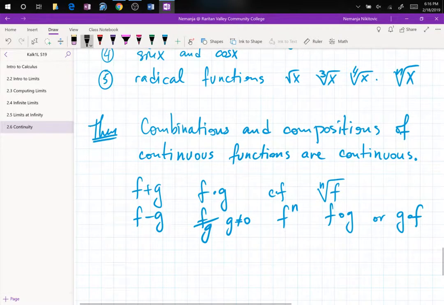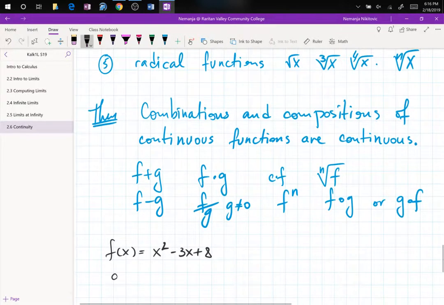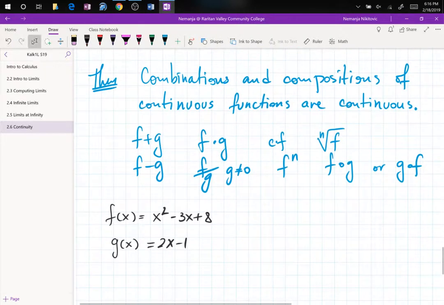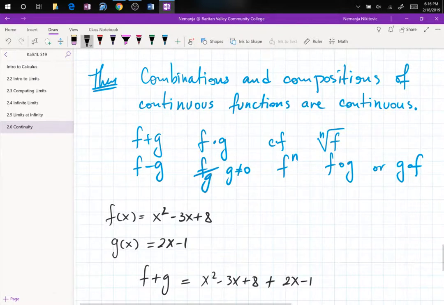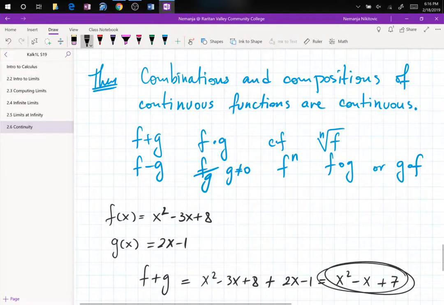We can take a look at a quick example. Say your f of x is x squared minus 3x plus 8, and your g of x is 2x minus 1. Now when you look at this, f plus g will be continuous, because you have x squared minus 3x plus 8 plus 2x minus 1 for a total of x squared minus x plus 7. That's a polynomial.